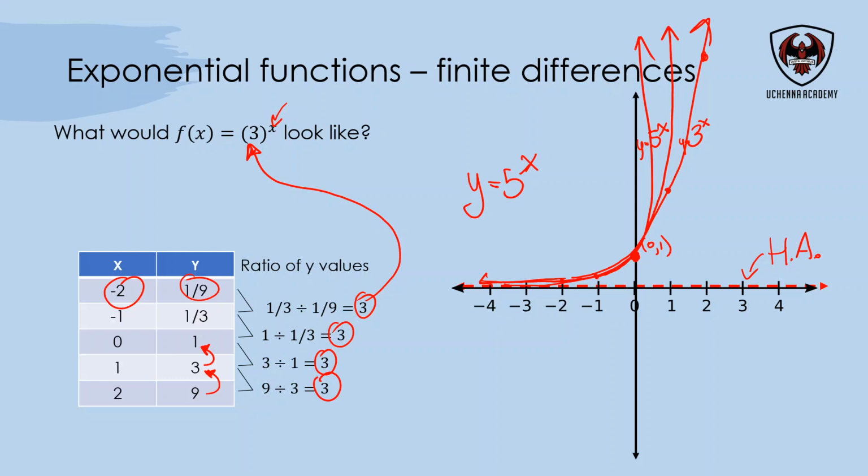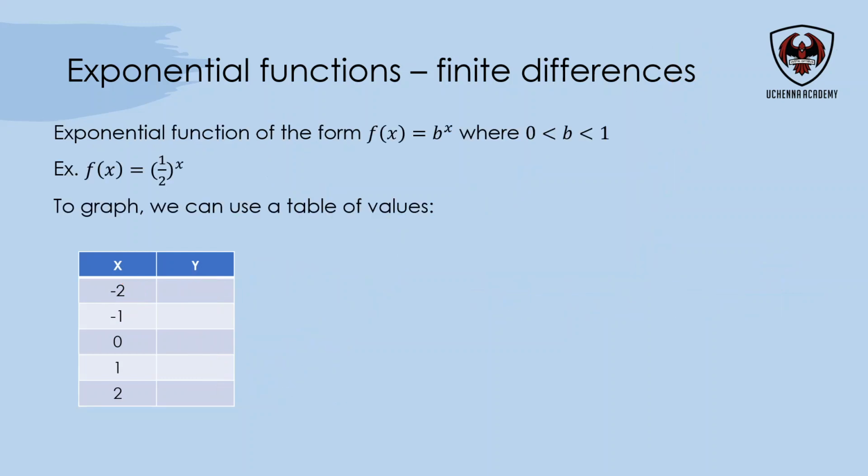Okay? Now, what happens when that base is a small number, like 1 over 2 or 1 over 5 or 7 over 8? Again, we can use a table of values. We can make x -2, plug that into the equation here, and you guys can pause the video and try and figure out, well, what happens when I make x -2, right? What happens to the y? That's really the equation, right? y is equal to 1/2 to the exponent x.